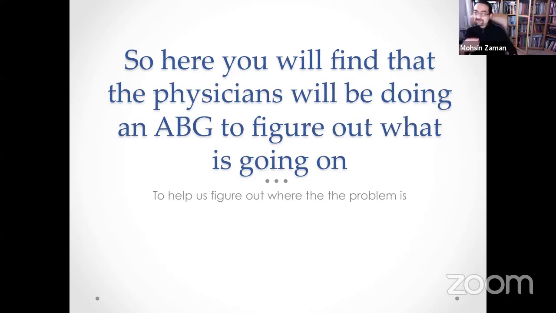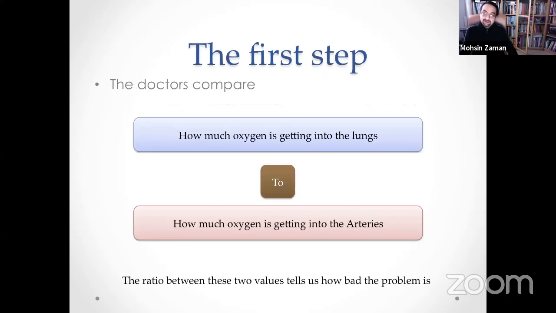So what your physicians will do at this point is start doing x-rays and arterial blood gases to try and figure out which one of these causes it is. And while you contemplate that, the first thing they will look at is how much oxygen is getting into the lungs. So they're looking at the fraction of inspired oxygen and how much of it is actually getting into the arteries. That's what they're looking at through the ABGs.